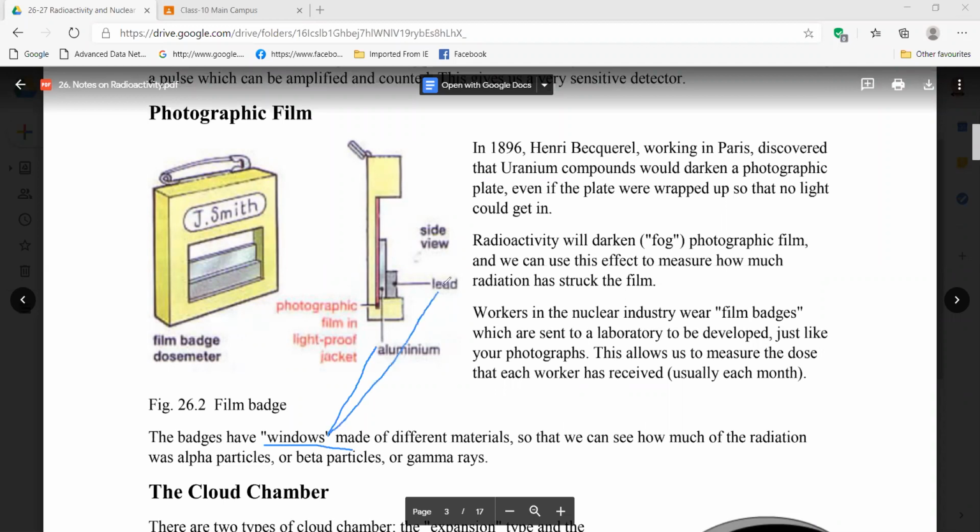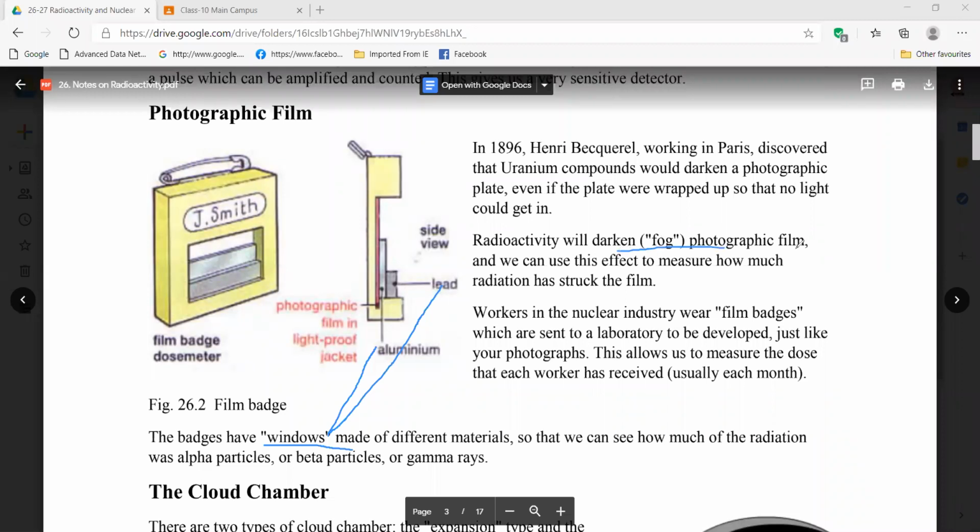So these windows help us understand how many alpha particles there are, how many beta particles, and how many gamma rays. Later on, when we discuss the properties of alpha, beta, and gamma, we'll understand how, by using aluminum and lead, we can detect alpha particles, beta particles, and gamma rays.